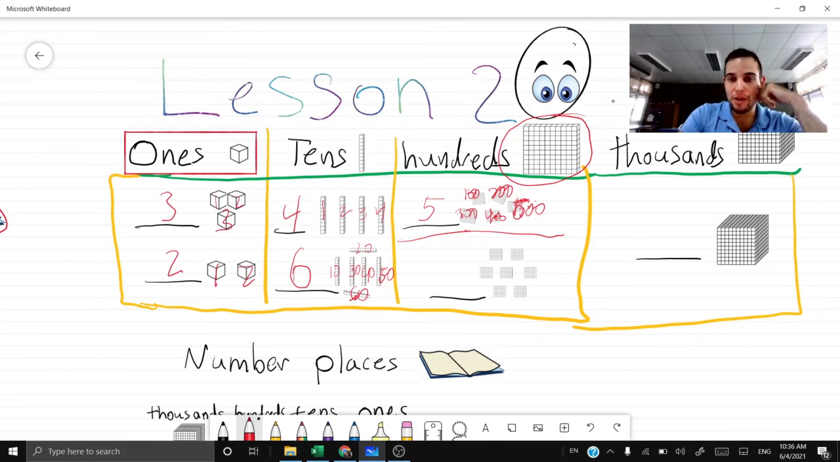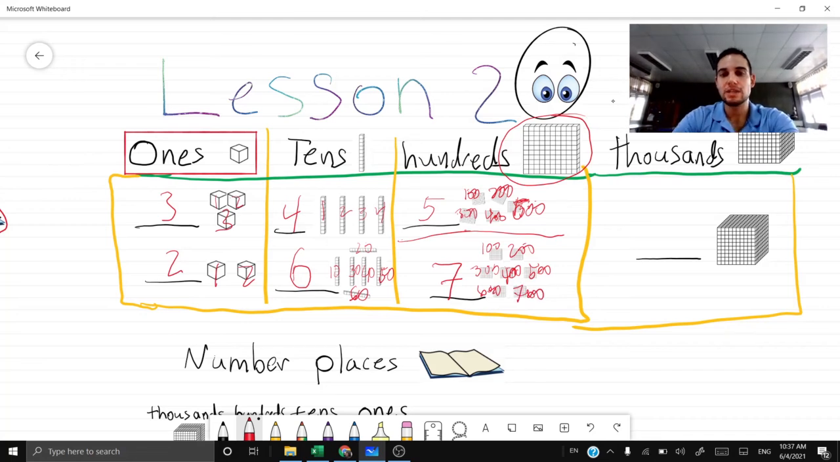Let's look at the next one. Can you count by yourself? Ready? Go. That's right. There are 7 hundreds. So let's see how many cubes are in 7 hundreds. 100, 200, 300, 400, 500, 600, 700 cubes. Wow, that's a lot of cubes.